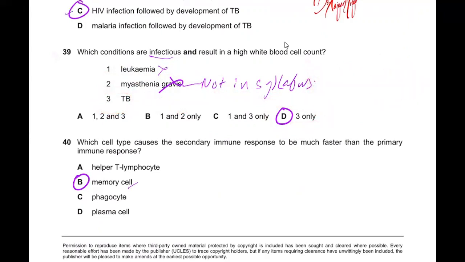Which cell type causes the secondary immune response to be much faster than the primary immune response? We know in the secondary immune response, memory cells are mandatory, and memory cells initiate the entire cascade without the immune system undergoing clonal selection and clonal expansion. So the memory cell will be the answer here.